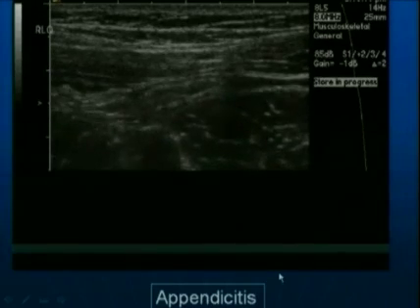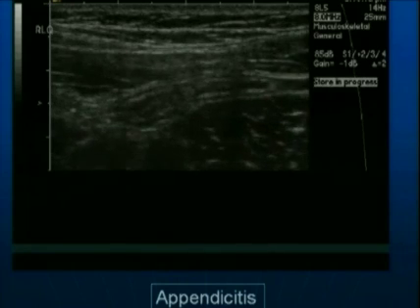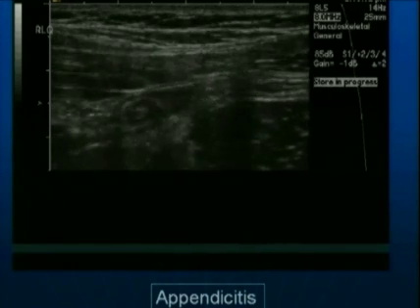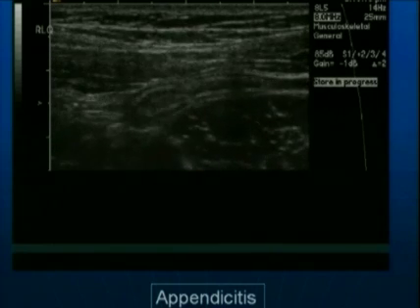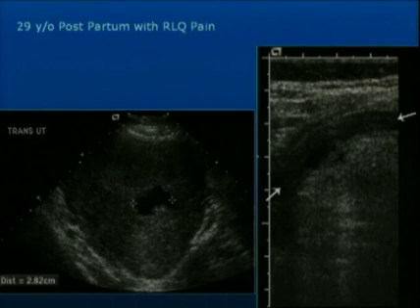Then in the longitudinal view, you can see it's a blind-ending tubular structure, not that large, but a little free fluid at the tip. And this ended up being very early acute appendicitis. This would be a very problematic case because it measured 6 to 8 millimeters depending on where you measured it.